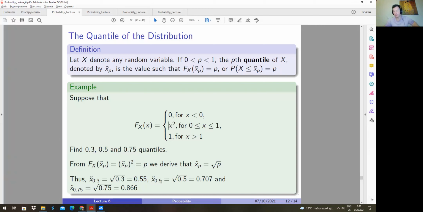The 0.5 quantile is the square root of 0.5, which is 0.707. Once again, if I plug 0.707 here, I will get probability 0.5. And finally, the 0.75 quantile is 0.866.